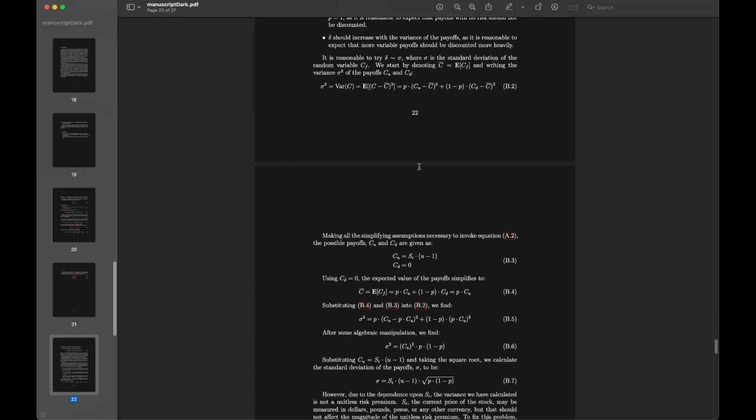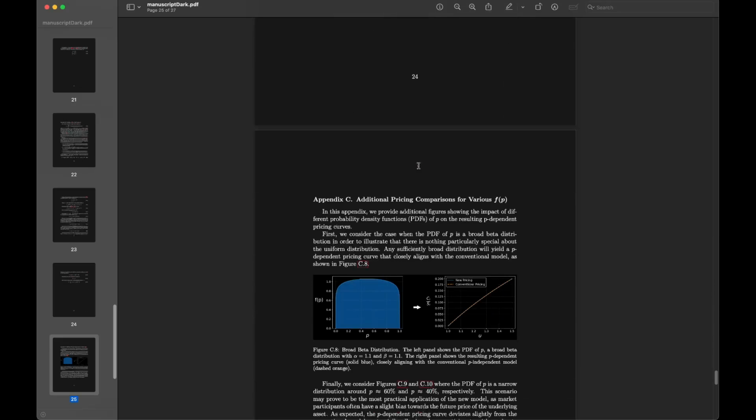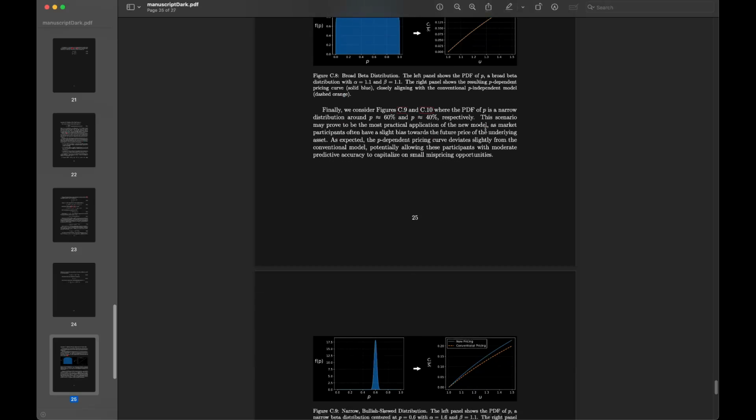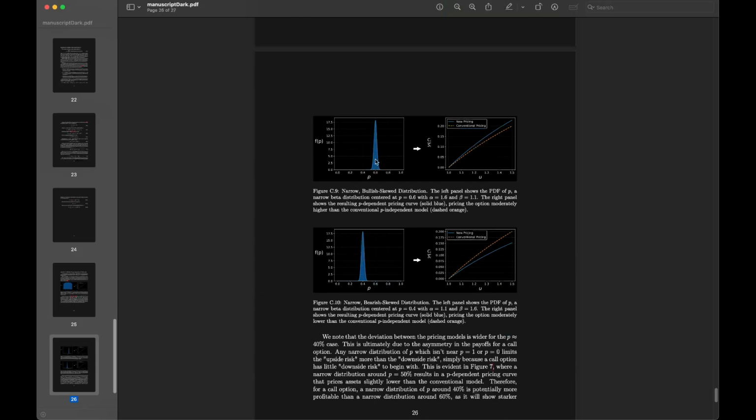And then I just wanted to scroll down here to these graphs. So this is just showing that it agrees. It's not just a uniform distribution. It's any sufficiently broad distribution. If you're really unsure about P, you're going to price it at the conventional pricing. And even if you are fairly certain about P, that you're kind of bullish on it, you think there's a 60% chance of the stock going up, it's not a huge deviation from the old pricing.